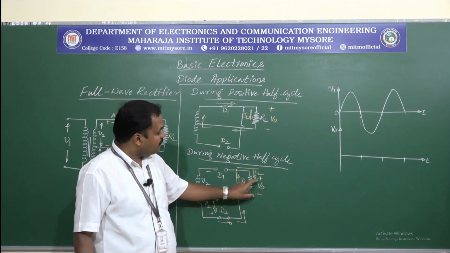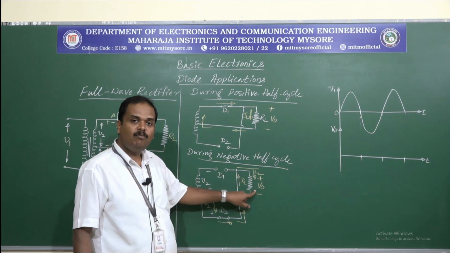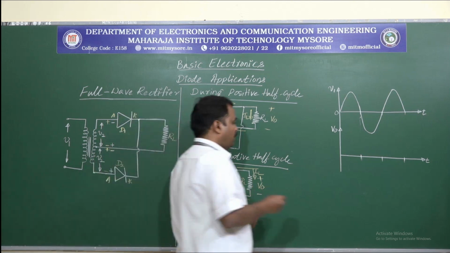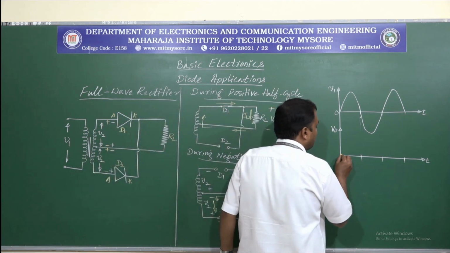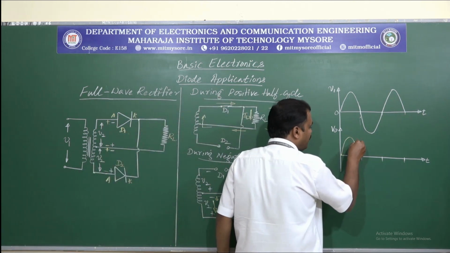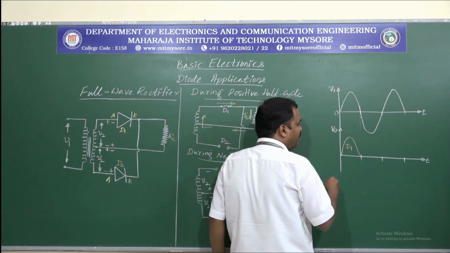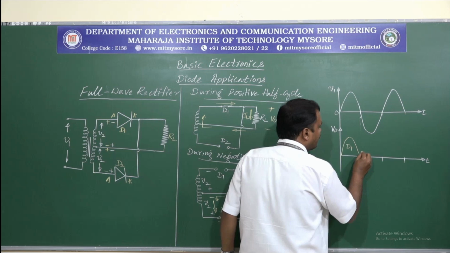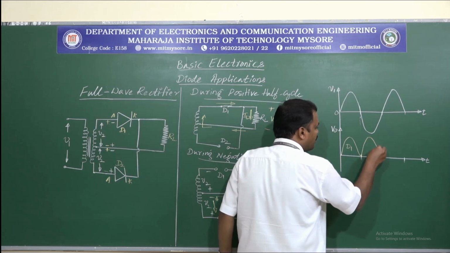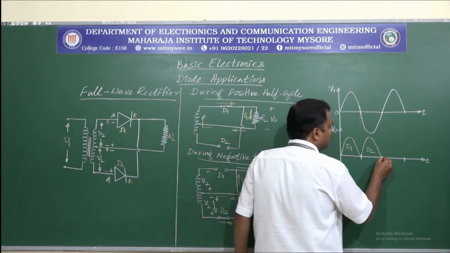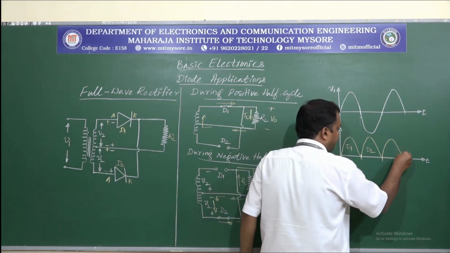So the polarities of V0 will be the same in both the half cycles. So the output voltage can be written like this. During the positive half cycle, this is the output voltage generated. This is because of diode D1. And during the negative half cycle, this is the output voltage generated and this is because of diode D2, and this keeps on repeating.